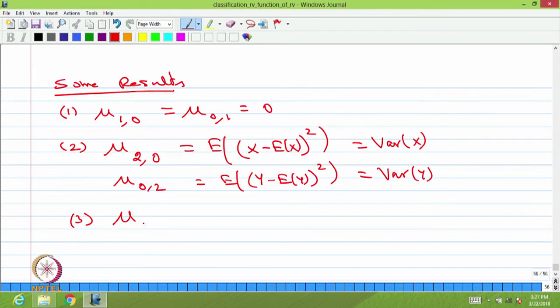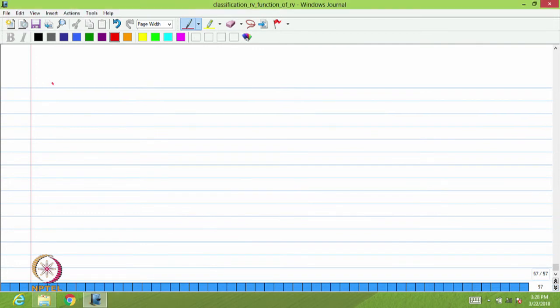As a special case, there is the next result. When i is equal to 1 and j is equal to 1, that is the expectation of (X minus expectation of X) multiplied by (Y minus expectation of Y), which has a special name. So I am going to make it the next definition, which is called the covariance between X and Y.